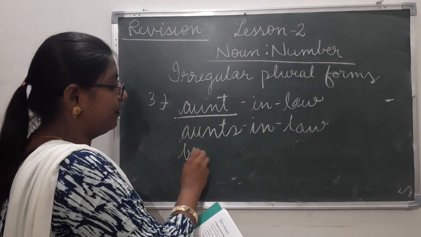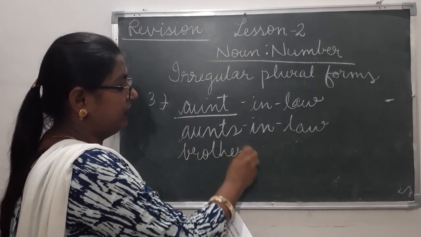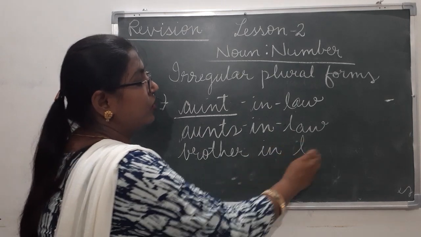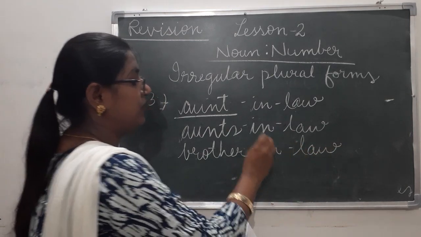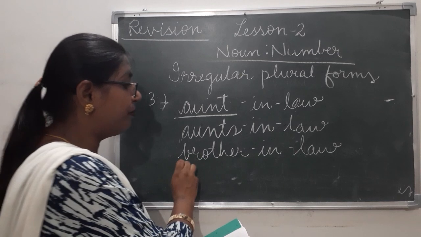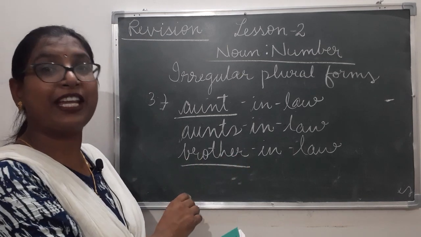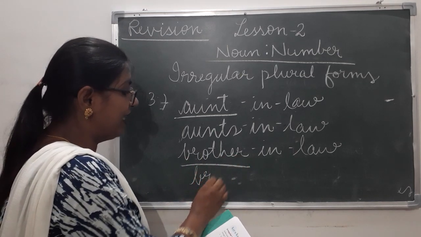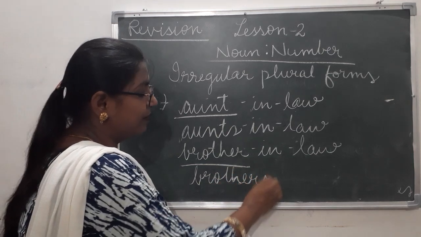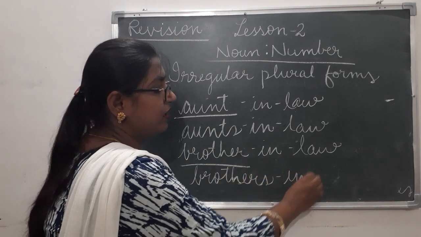Next example, brother in law. In this compound noun, brother is the principal word, the main word. So we add s with it. It becomes brothers in law.